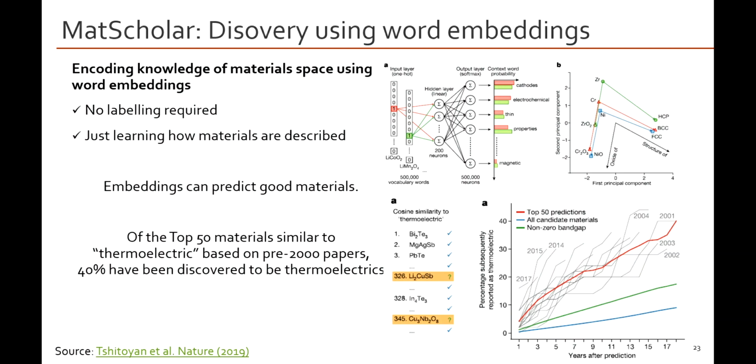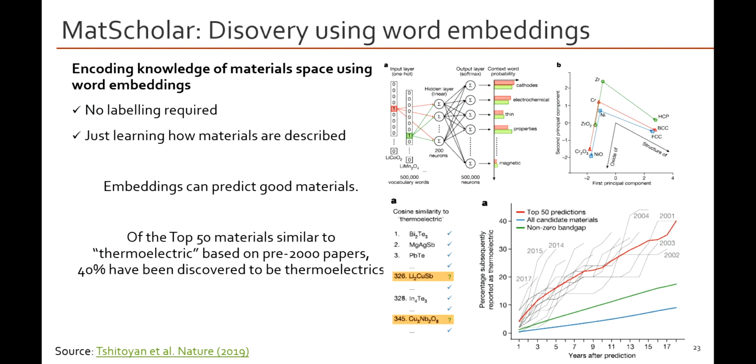One of the really cool examples from this paper is they took the word thermoelectric and found which materials, identified by their chemical compositions, are closest to that word in their embeddings. And those embeddings are, again, what is learned about how those words appear in context. They found that a lot of the words, if they looked at only a model trained on papers from the year 2000 or earlier, were thermoelectrics that were known at the time. But also 40% of those top 50 words were thermoelectrics that were discovered after the year 2000.